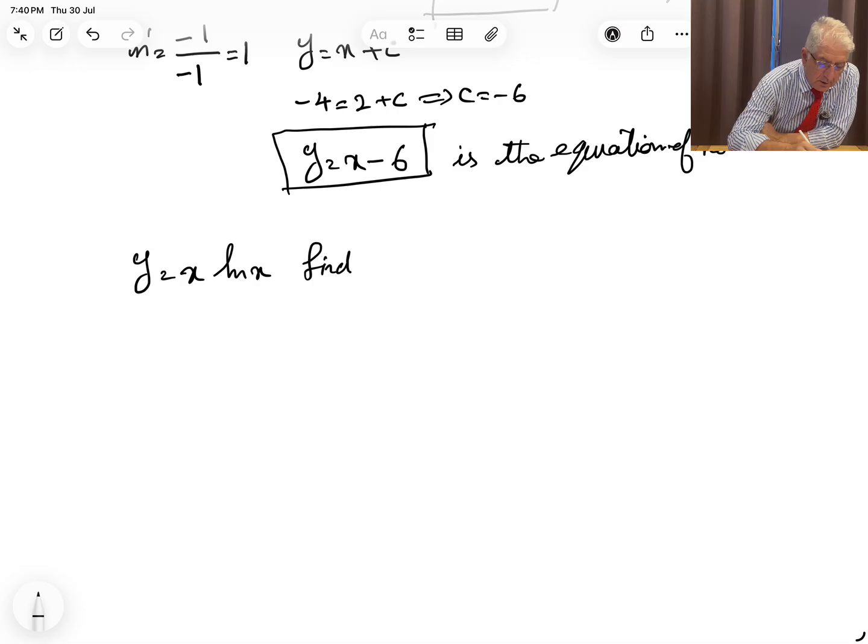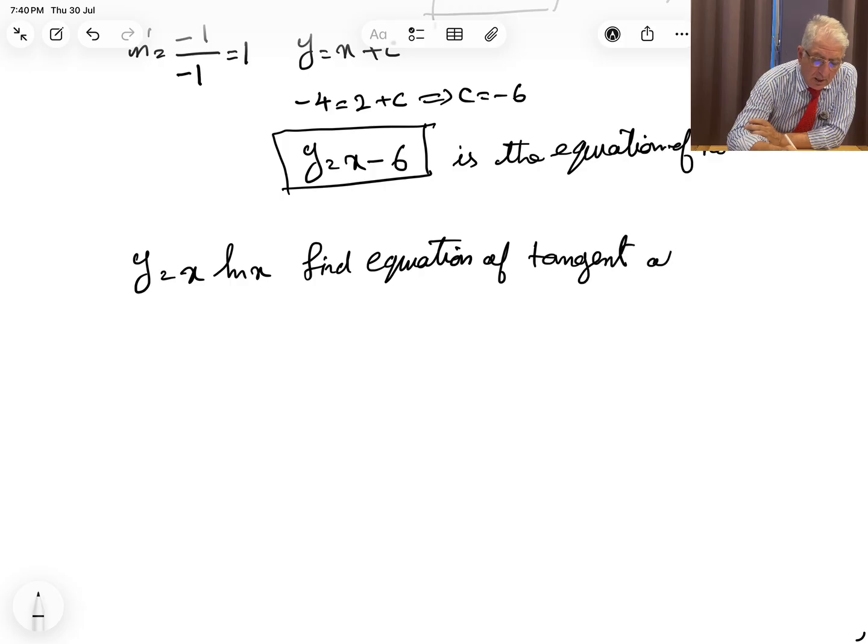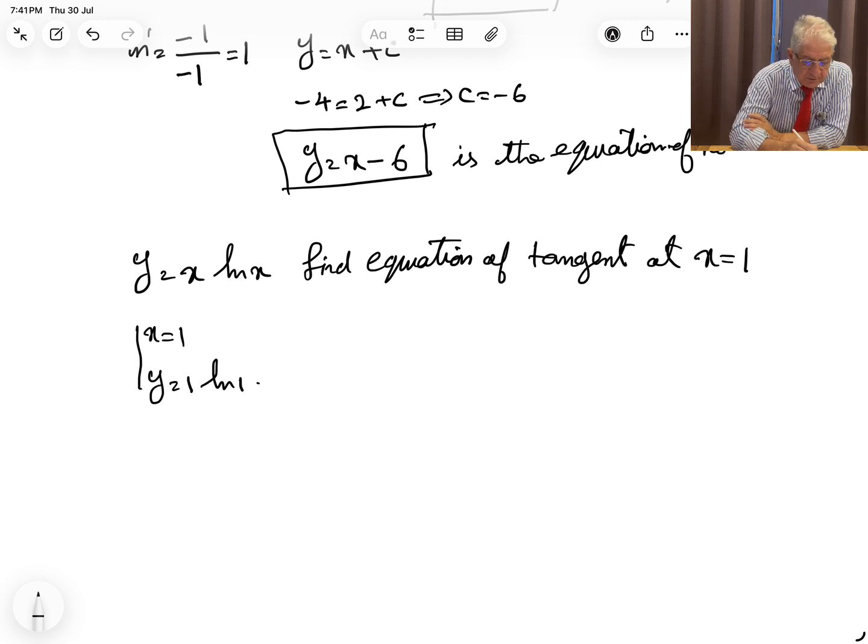Find the equation of the tangent at x equal to 1. First of all, x is equal to 1. Let's see how much y is. y will be equal to 1 ln 1. We know that ln 1 is 0, therefore this will be 0. Therefore (1, 0) is the point. Now we want to find the equation of the tangent.